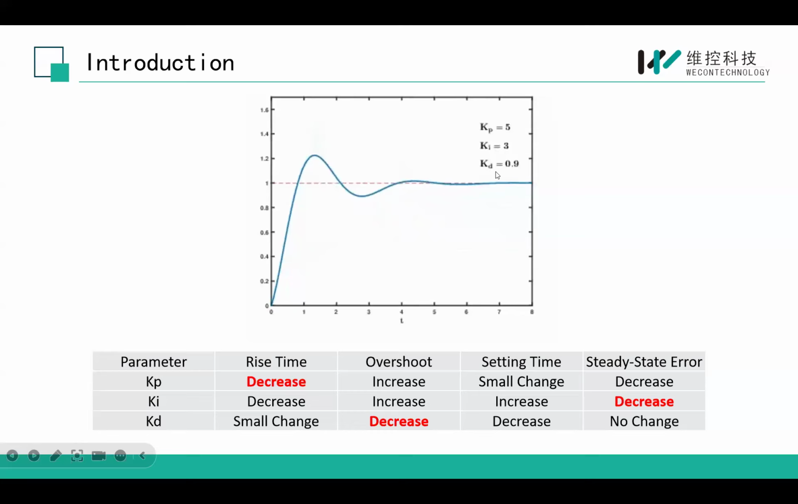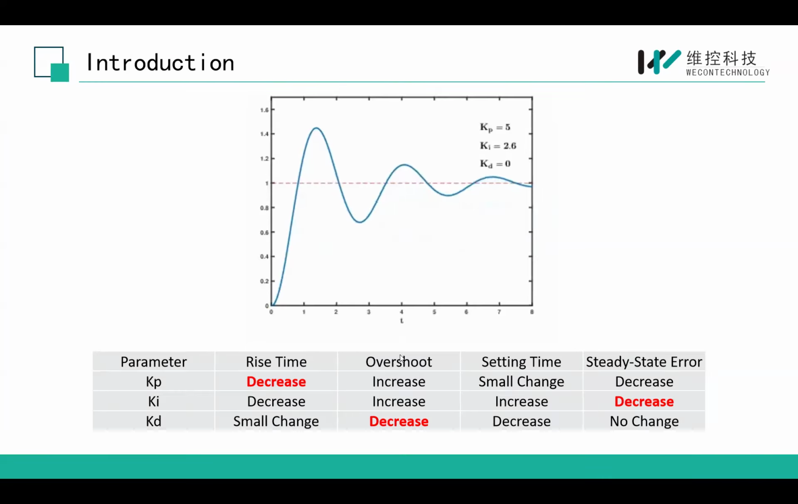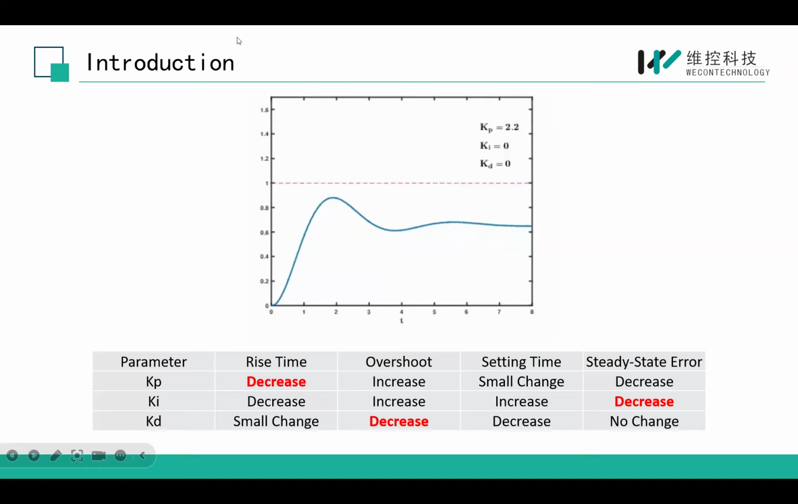So then we use Kd, derivative, to decrease the overshoot. Okay, this is all for the PID instructions. Do you have any questions about this part? No?